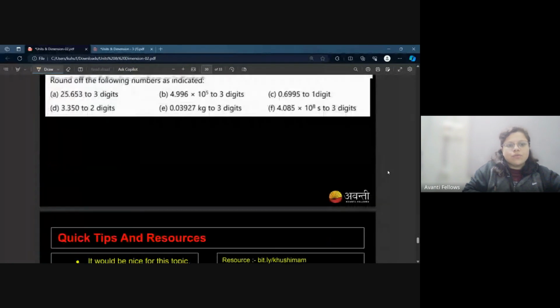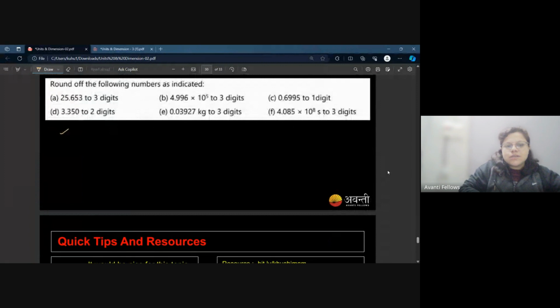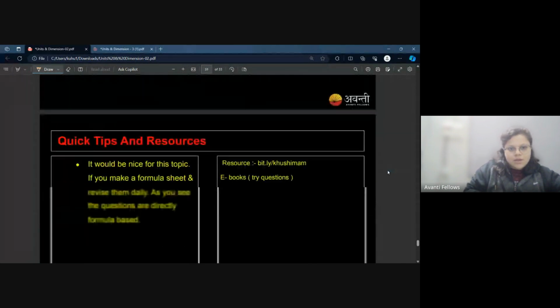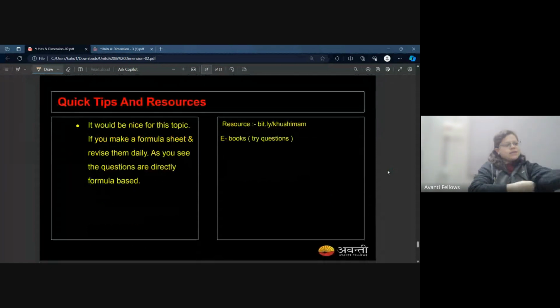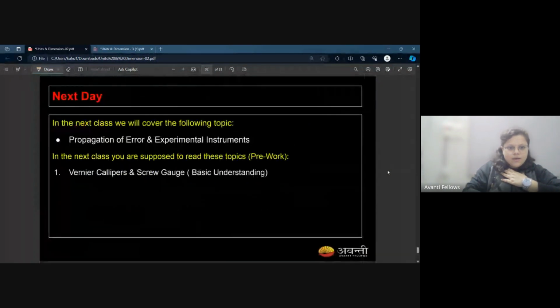This rounding off part, please take a screenshot of this part only. This is your homework. As I mentioned earlier also, please make a formula sheet for your own ease. In the next class, we will discuss propagation of error and experimental instruments.